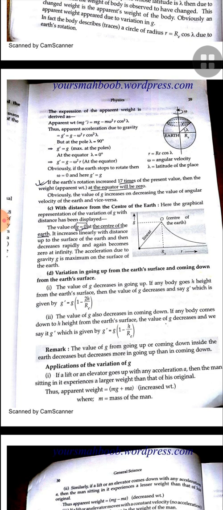First, the value of g decreases in going up. If a body goes to a height h from the earth's surface, then the value of g decreases and we say g dash is g into bracket 1 minus 2h by radius of earth. The value of g also decreases in coming down. If a body goes down to a depth h from the earth's surface, the value of g decreases, and g dash is equal to g into 1 minus h by radius of earth. The value of g, going up or coming down, decreases, but it decreases more on going up than on coming down.